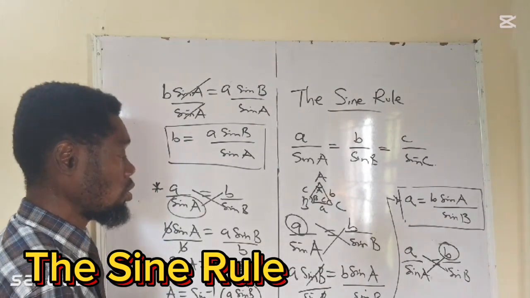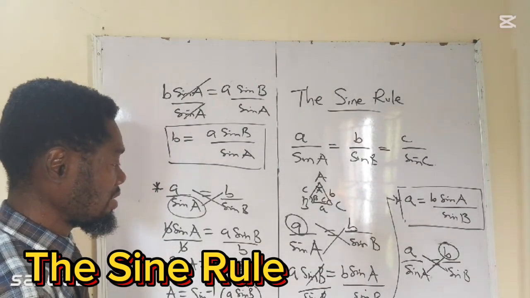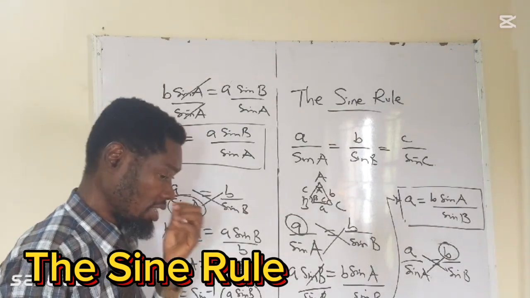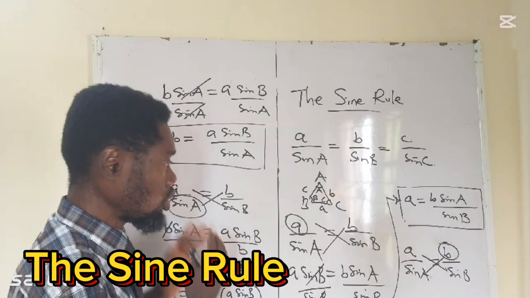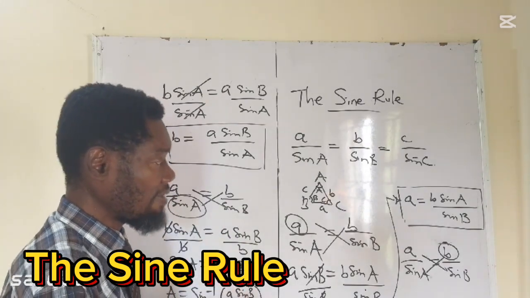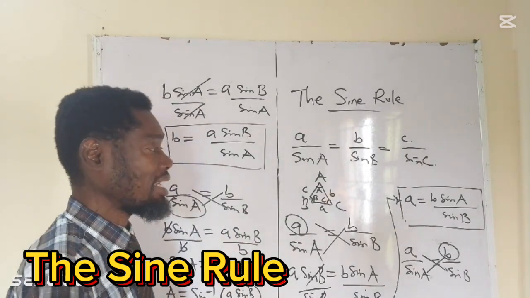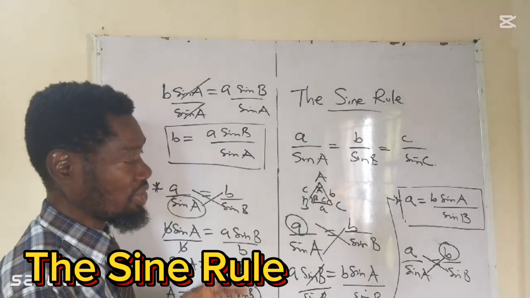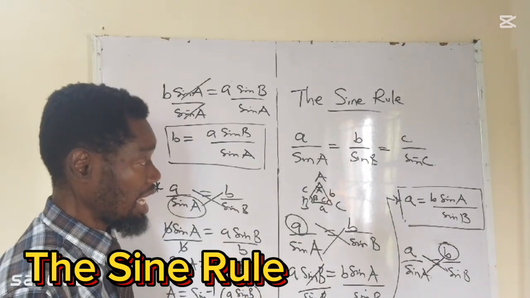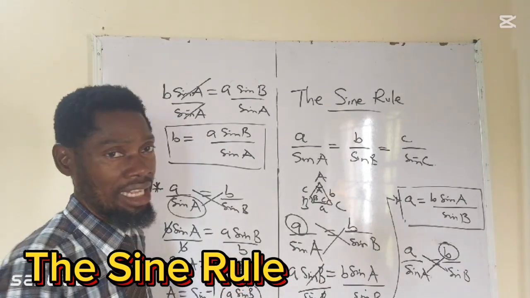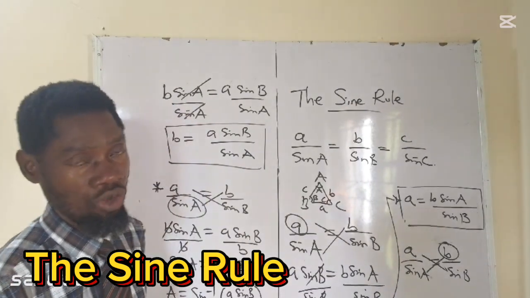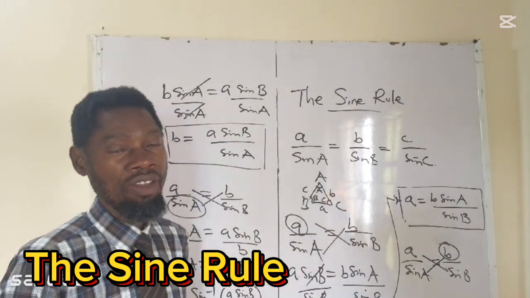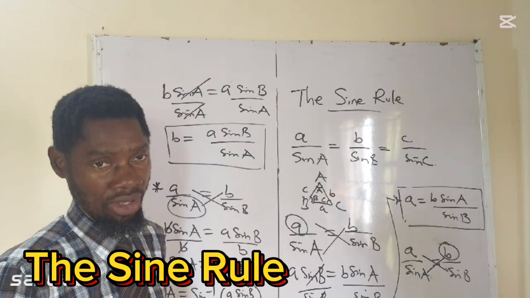If you're also asked to look for angle B, the same method is used. All you need to do is cross multiply to help you get the right answer. In our next class, we'll be looking at the other rule known as the cosine rule, before we go to the application of these rules in solving triangular problems. Thank you.